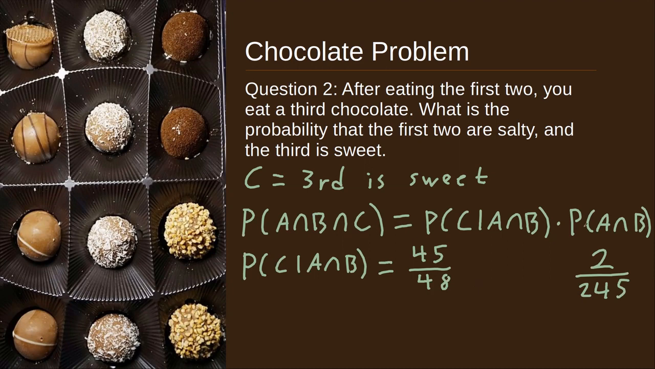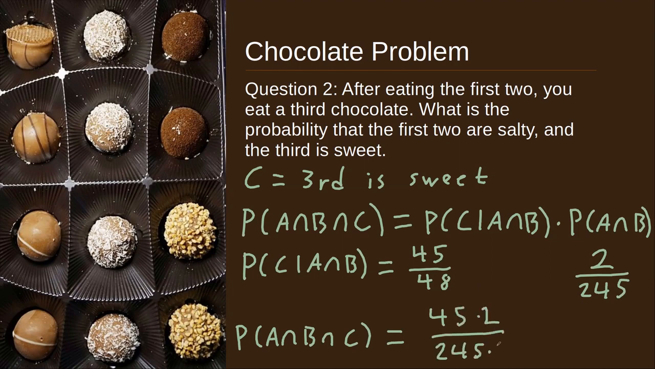And as we see from the top here, the probability that we're interested in, this intersection of all 3 events, is just the product of these 2 probabilities. So this is going to be equal to 45 times 2 divided by 245 times 48. And this in turn is equal to 3 divided by 392. So as you can see, these seemingly complicated probabilities can be made very simple by considering the definition of the conditional probability.